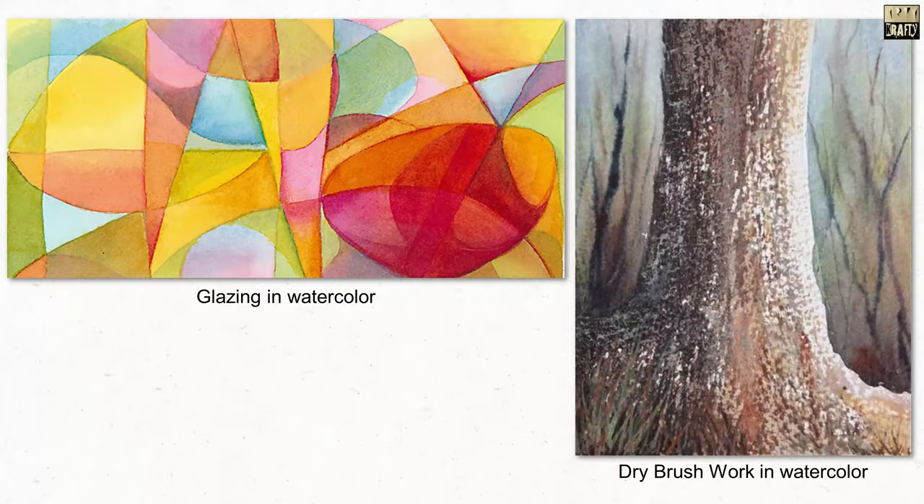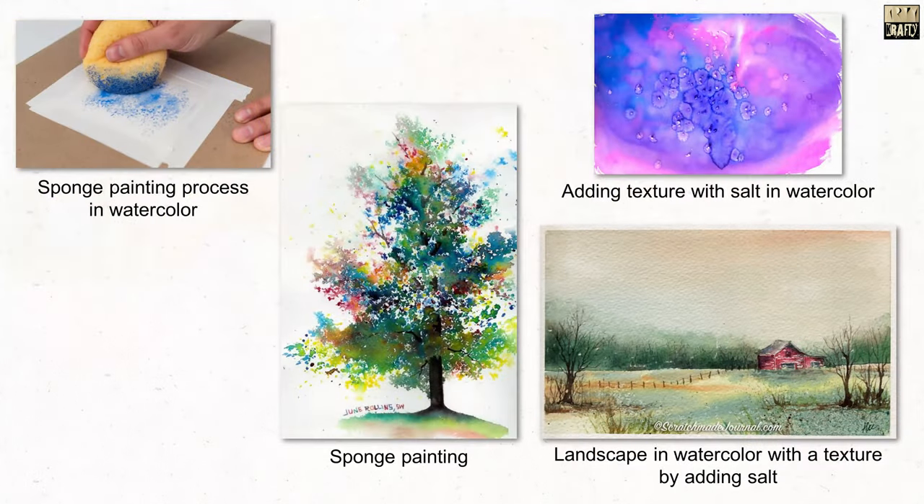These are the two examples of watercolor paintings. The left one is glazing in watercolor. The right one depicts dry brush work in watercolor. These are the pictures done by sponge painting technique and adding texture with salt in watercolor.